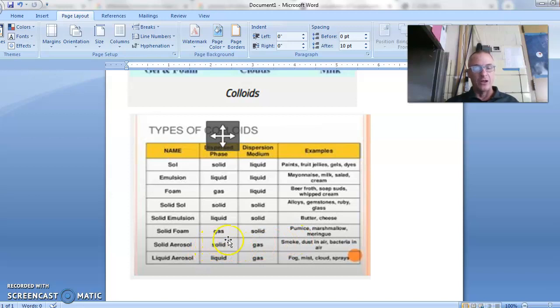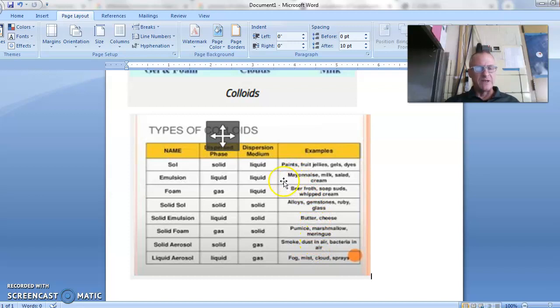That's when you have a solid within a gas, such as smoke or dust in the air. Bacteria in the air would be a solid within a gas. And then you can have liquid aerosols, where a liquid is in the gas. So when you see the word aerosol, that means it's in a gas. Liquid within a gas would be fog, mist, clouds, and spray. So those are some types of colloids, very, very small particles.